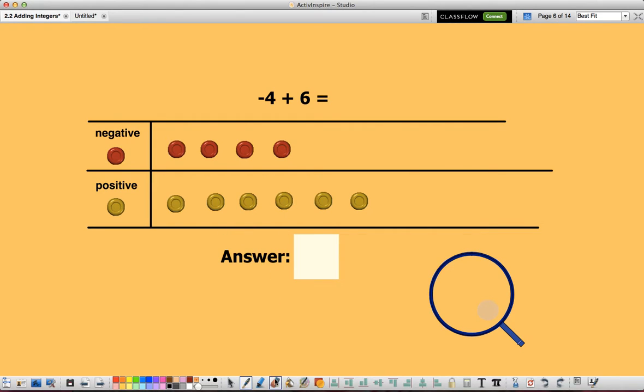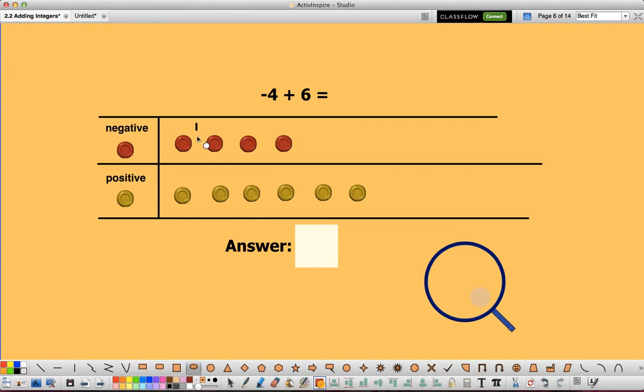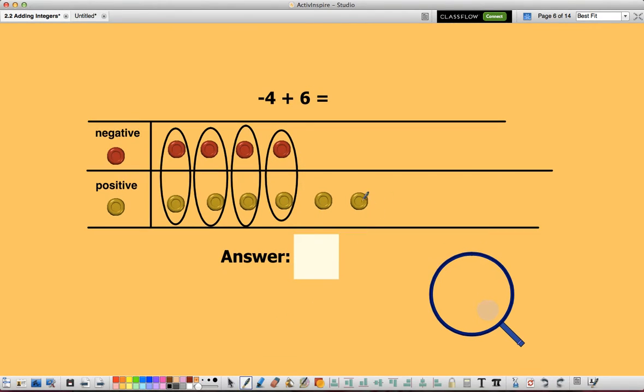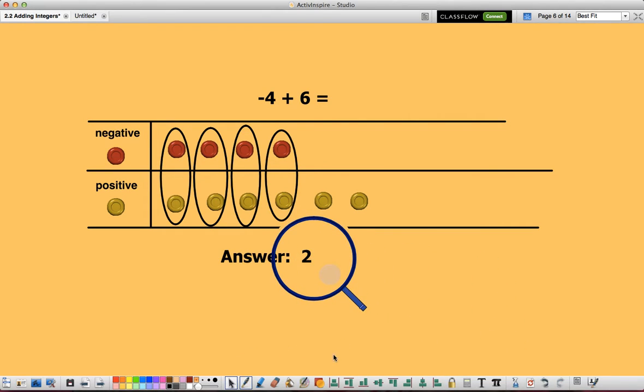All right, so -4 plus a +6. Again, looking at all of the chips that undo each other. So we have 4 negatives that are going to undo 4 positives. And then I still have 2 positive chips left, so I know that my answer has to be a +2. And again, if we look at that rule with absolute value, the absolute value of a -4 is 4, and the absolute value of +6 is 6. Since this one has the larger absolute value and it's positive, my answer has to be positive.